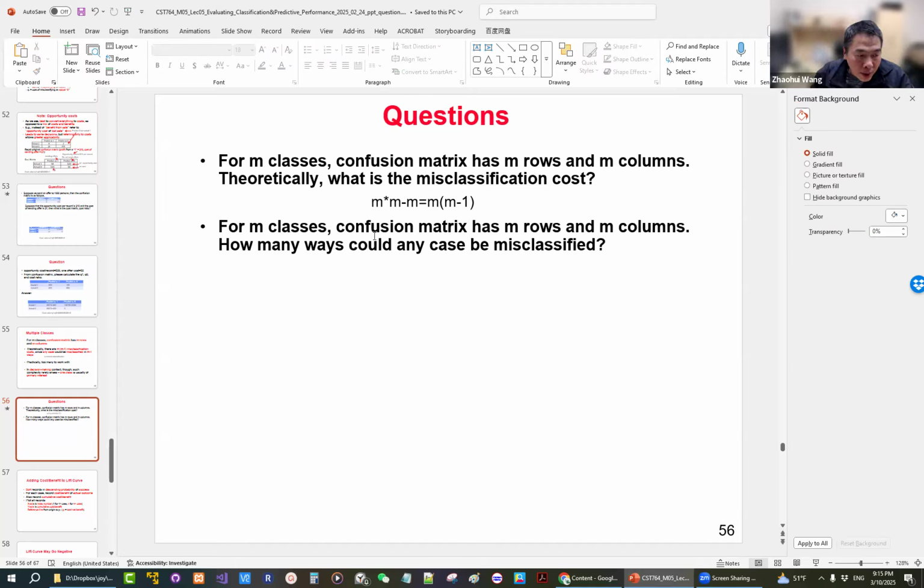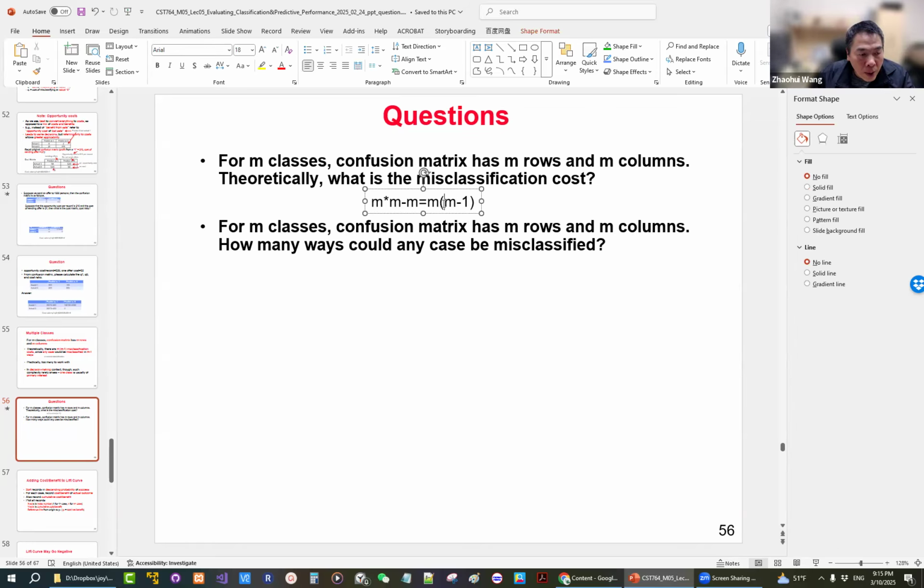For the M classes, the confusion matrix has M rows and M columns. How many ways could any case be misclassified? Actually, we discussed this: there are M minus 1 ways to misclassify. Only one is correctly classified.